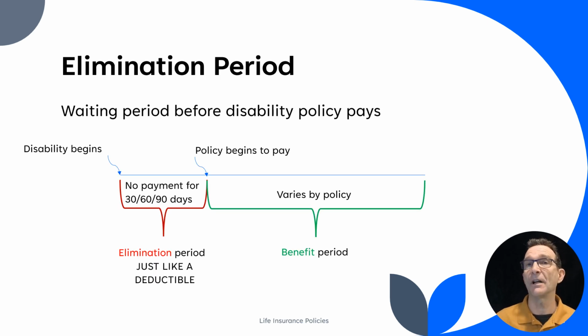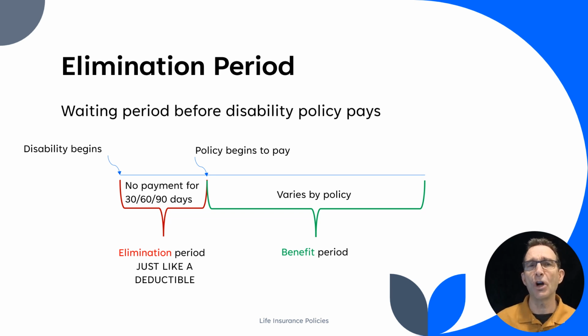All right, first we're going to talk about the elimination period. Elimination period is a waiting period before the disability policy begins to pay. So you can really think about this as being exactly the same as a deductible in insurance. Remember that insurance is there to protect people, but it is going to have various conditions which have to be met before it begins to pay. And that's exactly what the elimination period is.